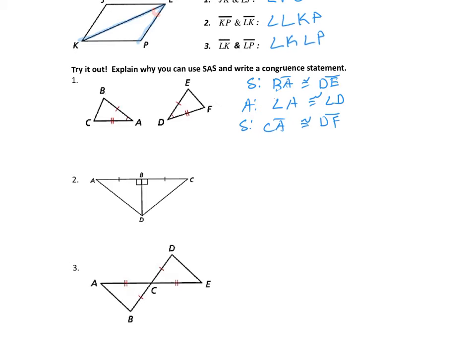And remember, we have to be careful when we write our congruence statements. Our angles need to match. So here, I'll start with A, B, C. A has to match up with D. So A and D are the ones that are congruent. Then I went up to B, so I must go up to E. So it's D, E, F.